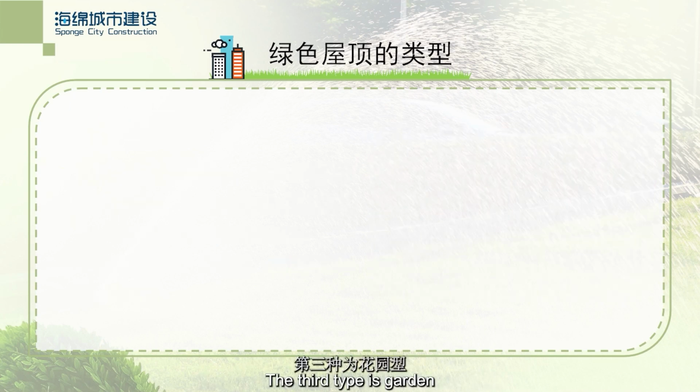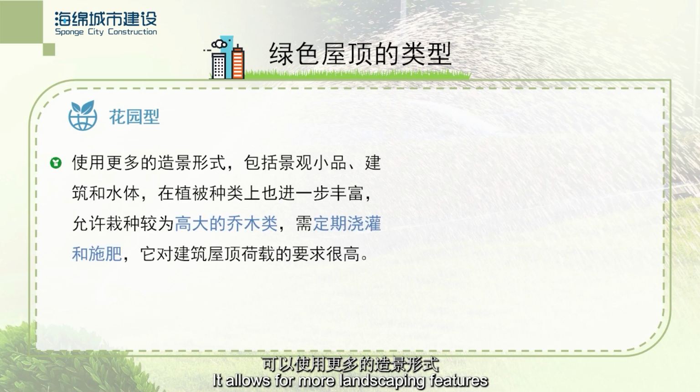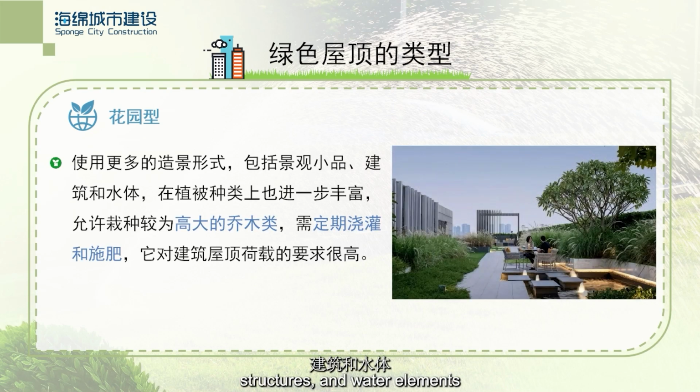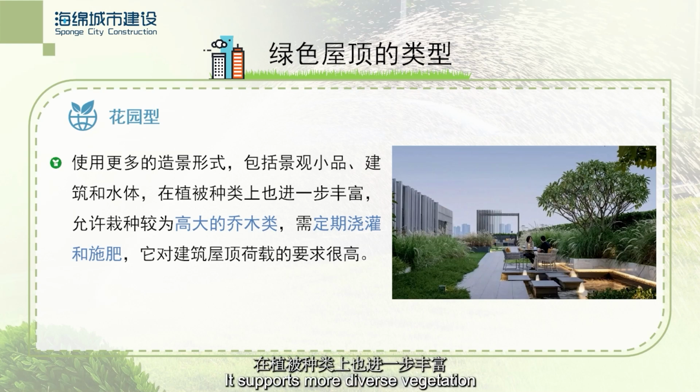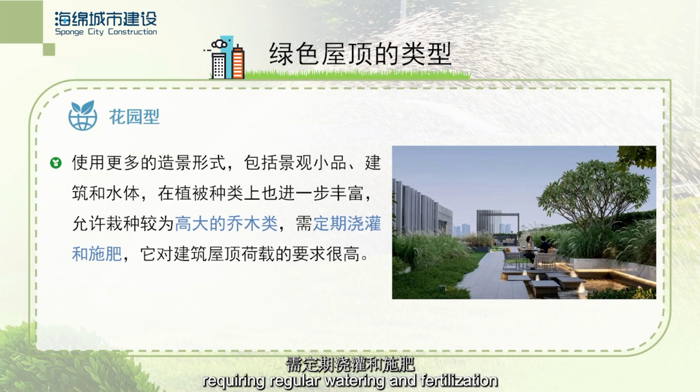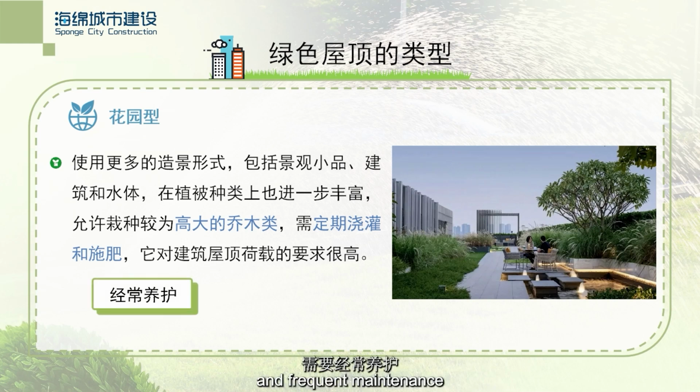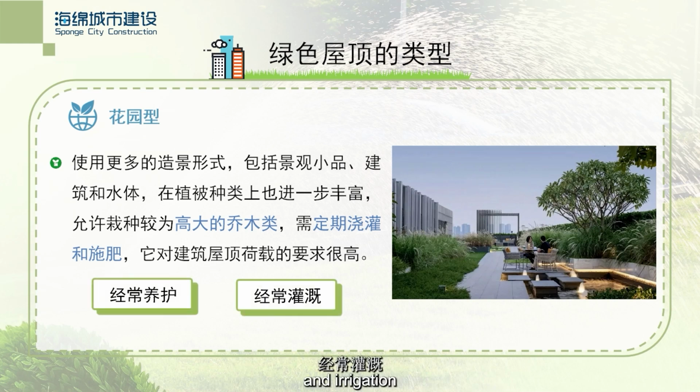The third type is garden. It allows for more landscaping features, including sculptures, structures, and water elements. It supports more diverse vegetation, including taller trees, requiring regular watering and fertilization. Therefore, it demands high roof load capacity and frequent maintenance and irrigation.